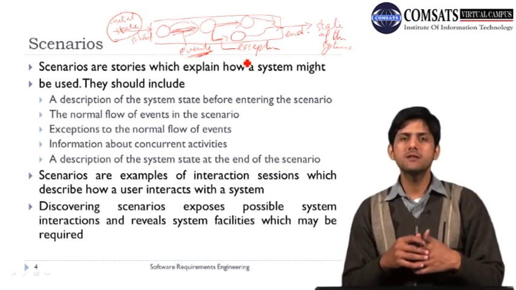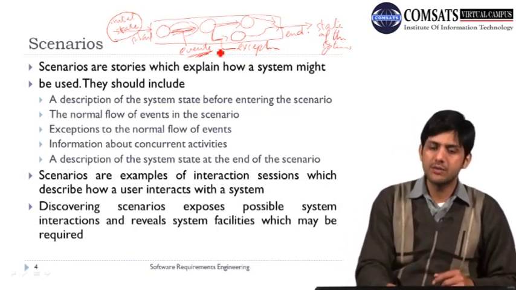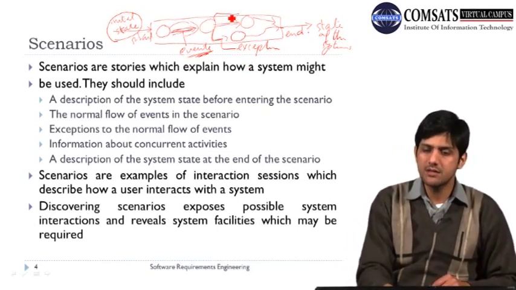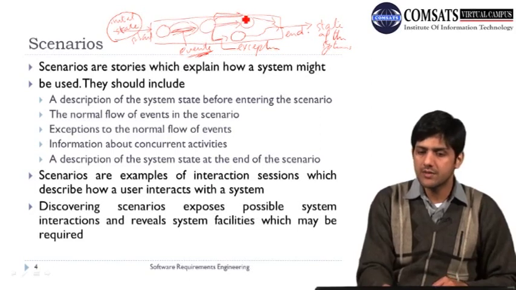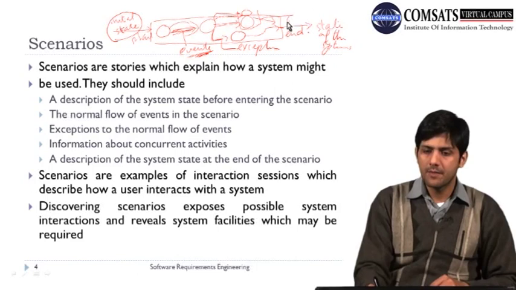And then there might be some information about concurrent activities. For example, this is the normal flow. So let's say there is another activity which is happening here, and this is normal flow, and these two activities are concurrent activities.